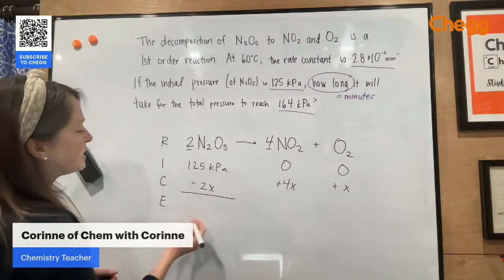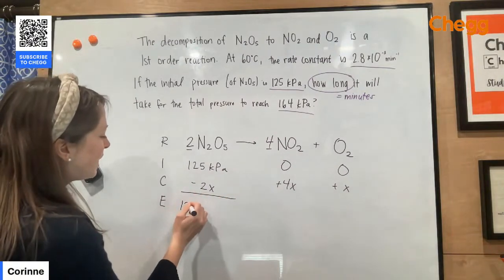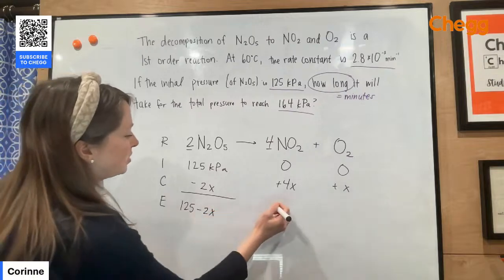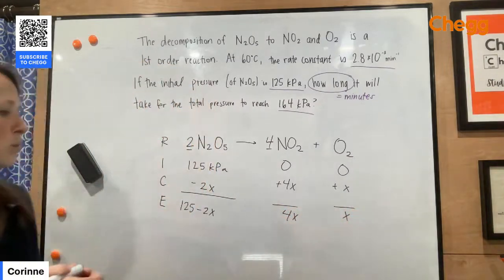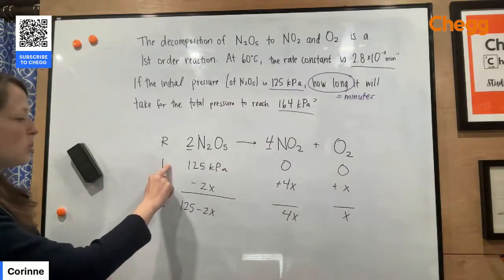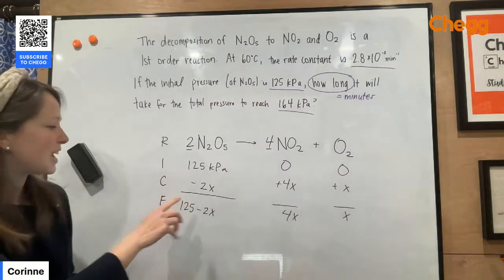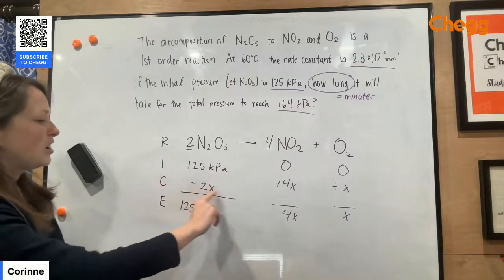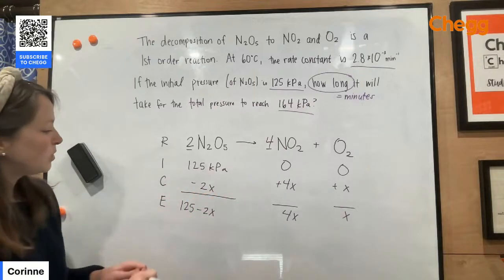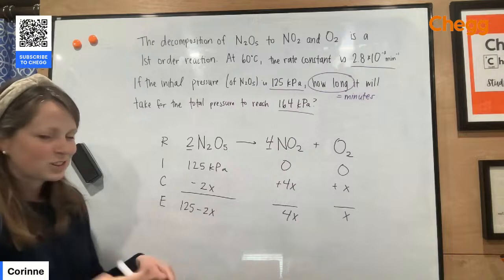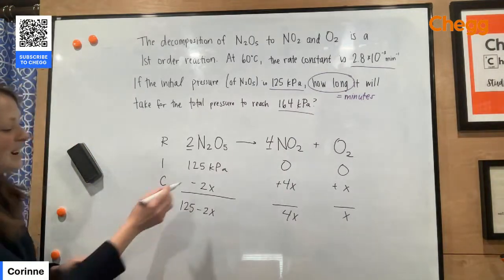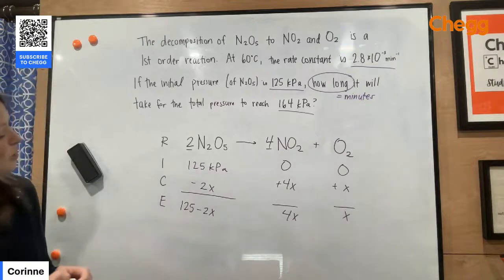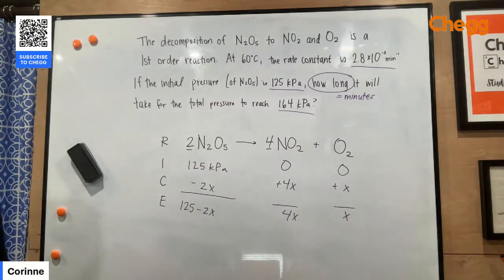So now this is going to end up being 125 minus 2x, 4x, and x. With these ICE tables, they look really intimidating. You have your initial quantity, or your initial pressure in this case, not concentration, your change, and then equilibrium. So you can set this up. I like to just draw the line so it looks like a simple subtraction or addition problem, right? To find those answers. All right, so now we have all of our equilibrium pressures, right?